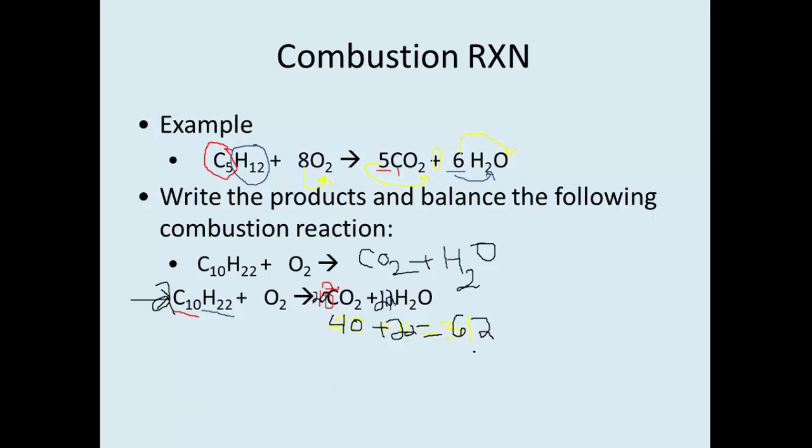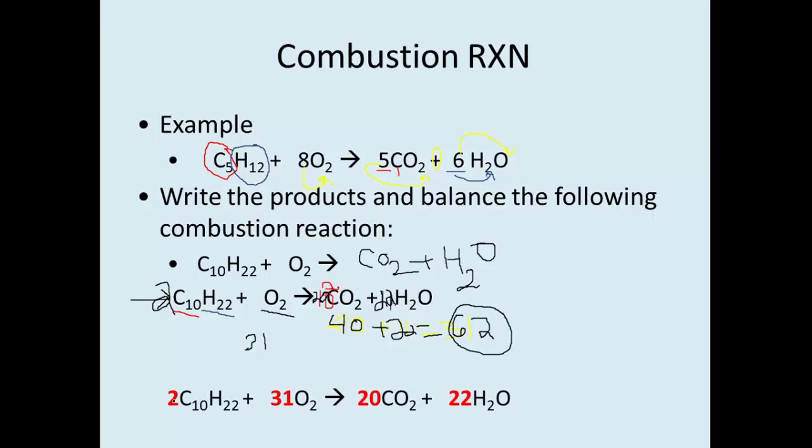So now that we know that we have 62 oxygens on the right, which is an even number, why did we need to have that even? Because over here on the left, it's O2. So whatever we have in front, we have times by 2 to get the same number as the number of atoms of oxygen on the right. So if we cut this in half, we get 31. So 31 would be on this side for oxygen. So we have 2C10H22 plus 31O2 yields 20 CO2 plus 22 H2O.